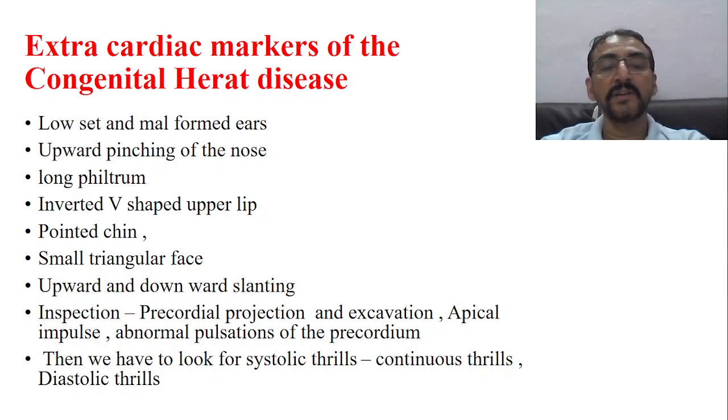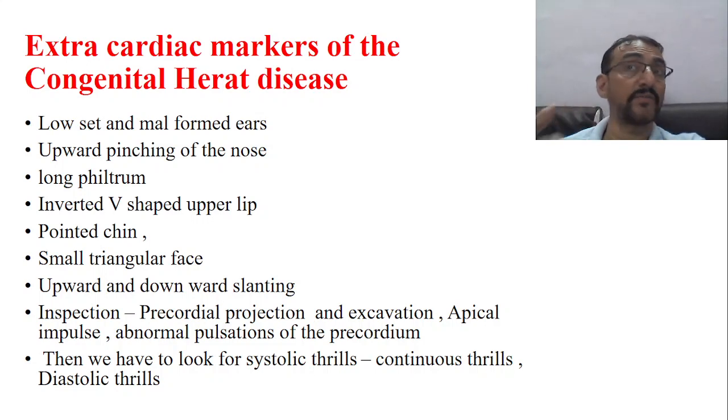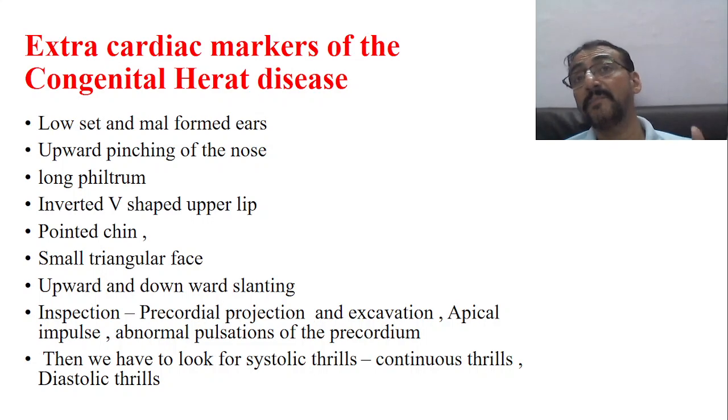Again, on the inspection, suppose if there is any precordial projection and excavation, that means in the apical area or apex beat area or precordial area, there is overworking, over prominent. Okay, we have to look into that. That's one of the inspection findings. Or any abnormal pulsations appearing in the anterior part of the chest or precordium. Then we have to look into the systolic thrills, continuous thrills, diastolic thrills, etc. So these are some of the clues that this child may have some cardiac problem.